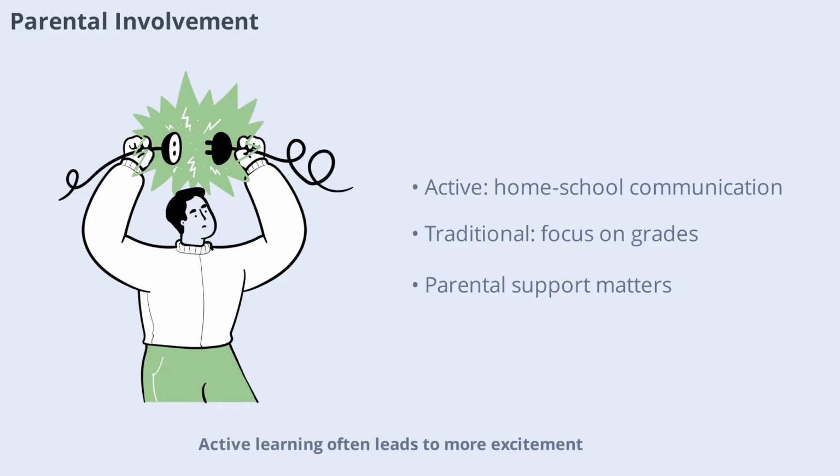Parents may notice differences in how their children talk about school depending on the learning method used. Active learning often leads to more excitement and stories about group projects or hands-on activities. Traditional learning might result in discussions about homework, tests, and grades. Both approaches benefit from parental support, but active learning may require more communication between home and school.